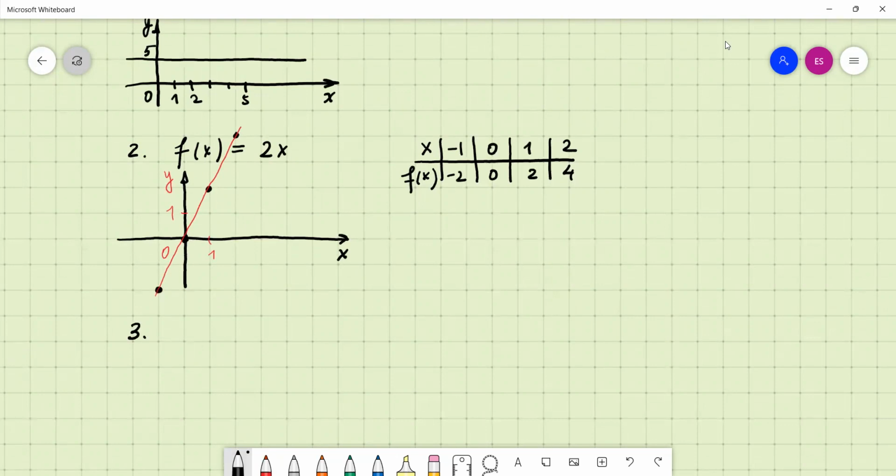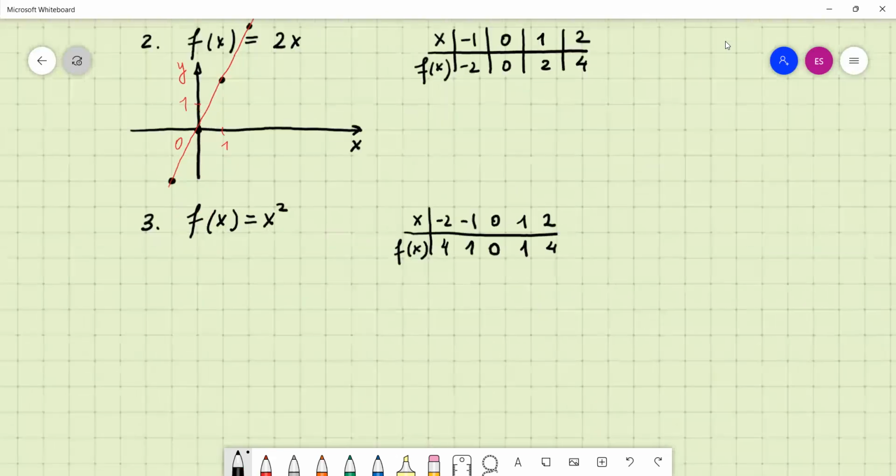Next one, function number 3. f of x equals x squared, squaring function. Again, I'm going to start with a table and then do the graph. So I'm going to put here x and here is f of x. You can also put y here. I'm going to do -2, -1, 0, 1, and 2. So -2 squared is 4, -1 squared is 1, 0 squared is 0, 1 squared is 1, and 2 squared is 4.